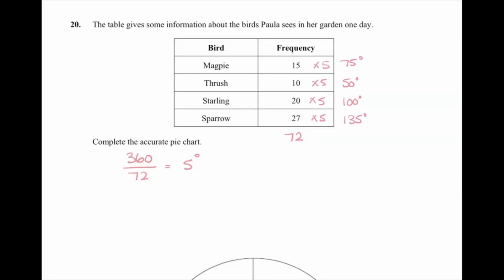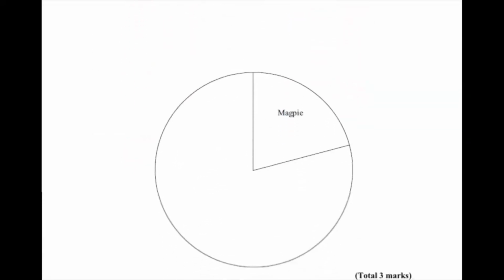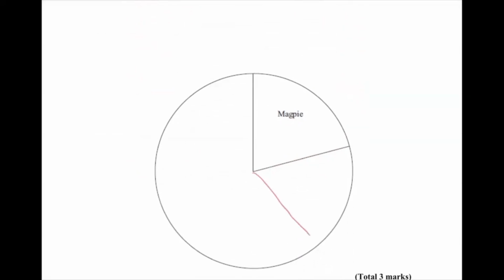And then I'm going to go to the pie chart and I'm going to draw those sizes in. Now, they've already done the first one for us and they've labeled it. So it's really important that we make sure that we also label. You would use your protractor on this line so that you can create the next section, which would be a 50-degree angle.